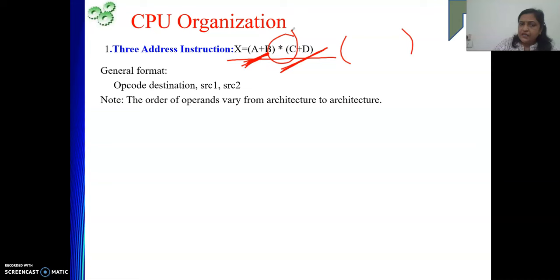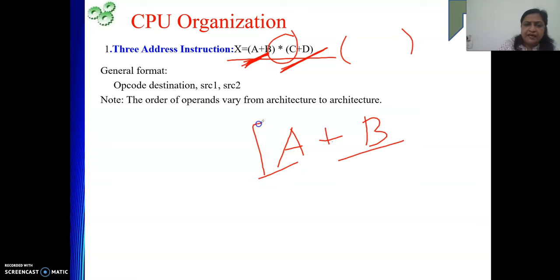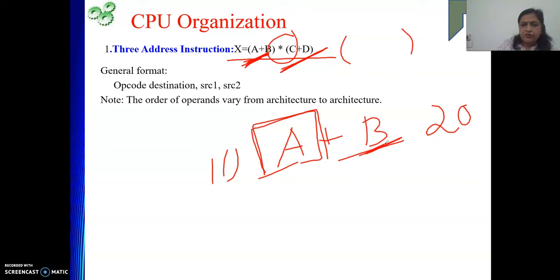Three address operands are there, right? And another very important point I forgot to mention, that whenever I am doing A and B addition, I should not change either of them. They will remain as it is. What is A? A is representing a memory location holding some value. B is also representing some memory location holding some value. So whatever is there in memory location A and B should not get modified.